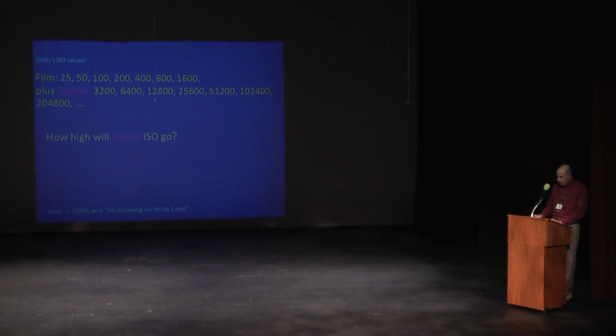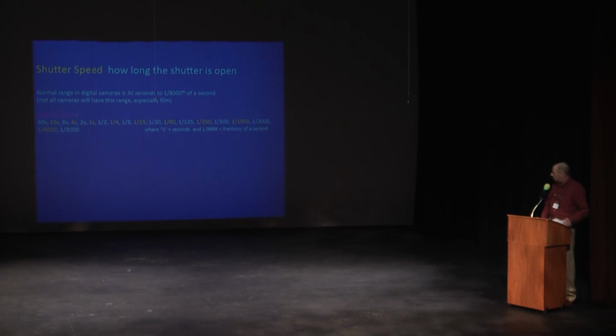Today's ISO values range left to right. Every step up doubles the previous value. Every step down is 1/2 of the previous value. But we don't say steps when we're referring to that. We say stops. Shutter speed is the amount of time the shutter is open. From left to right, every step up doubles the previous value. Every step down is 1/2 the previous value. Again, we don't say steps. We say stops.